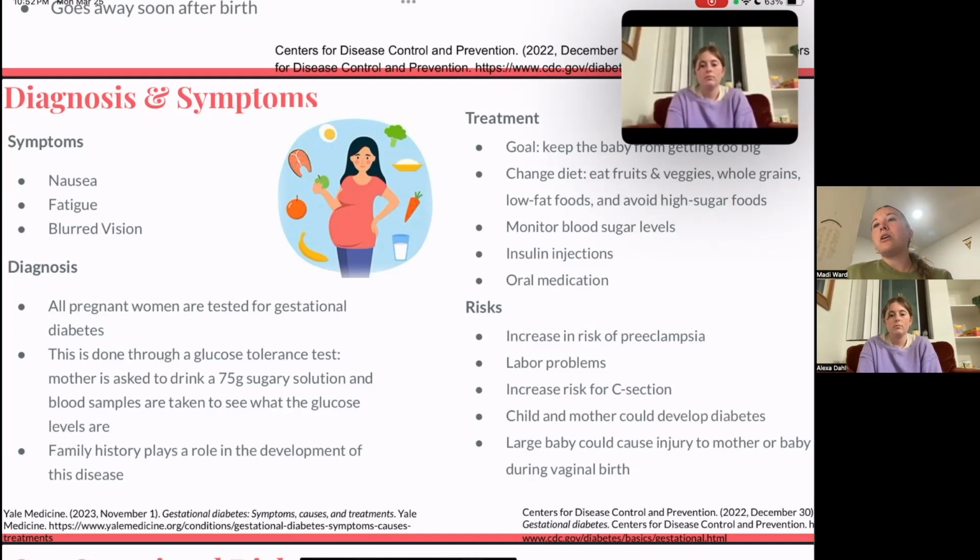Some risks are the mother can have an increase in risk of preeclampsia, possible labor problems. Most women that have gestational diabetes have to have C-sections because the baby is usually on the larger side and they don't want to cause injury or harm to the mother or baby through a vaginal birth. And then also some risks is the child could also develop diabetes and the mom can develop gestational diabetes again or type 2 diabetes later on in life.